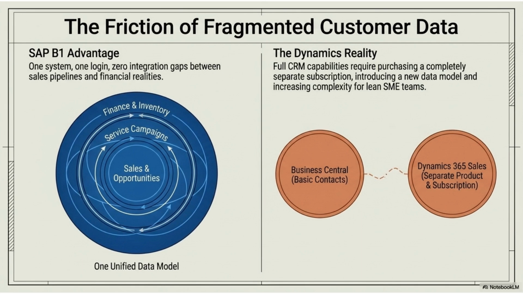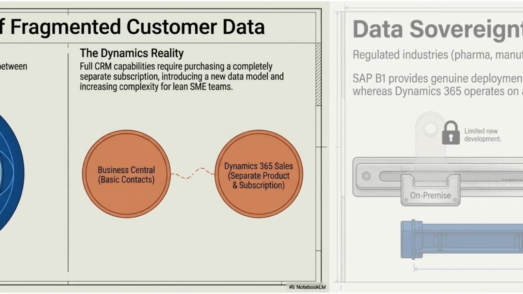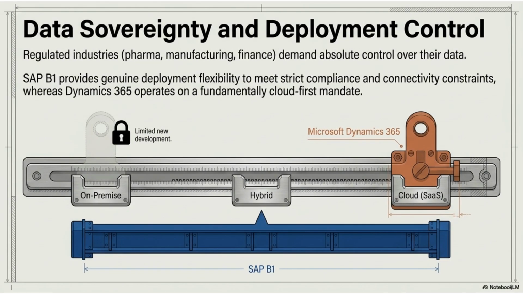SAP Business One provides a unified data model, while Dynamics 365 may require separate subscriptions and integrations to connect sales and financial data, increasing overall complexity. Deployment control is vital for regulated industries. SAP Business One offers flexibility for on-premise, hybrid, or cloud deployments, while Dynamics 365 focuses primarily on a cloud-first mandate.